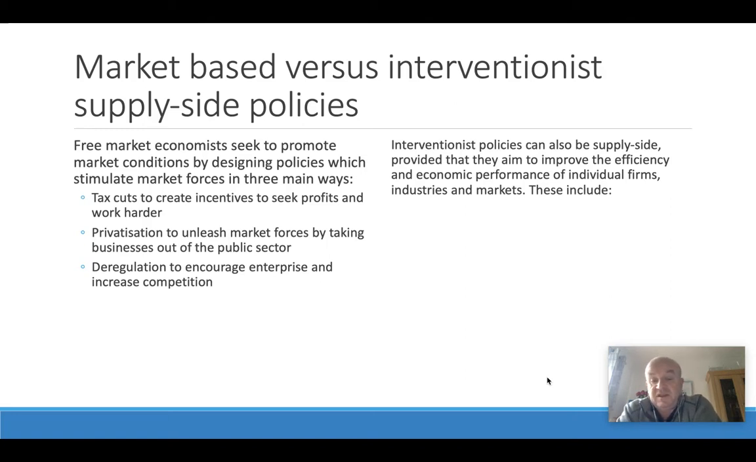And in most instances, again, trying to evaluate or analyse this, we're trying to say that they are clearly supply side, but in most instances, for those to work effectively, they've got to be targeting improving the efficiency and economic performance of individual firms, industries and markets. And these include, again, the following.